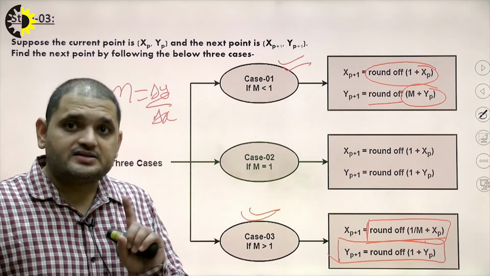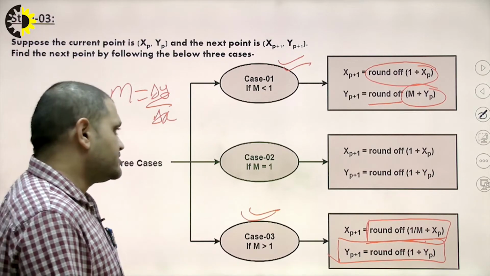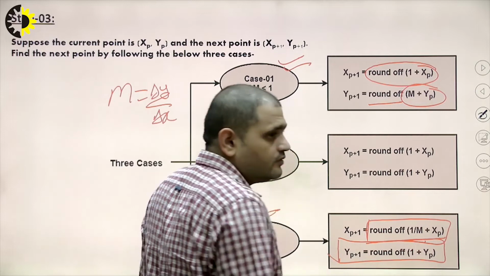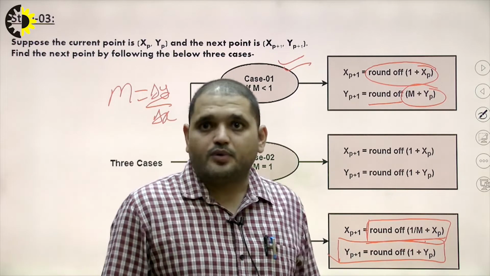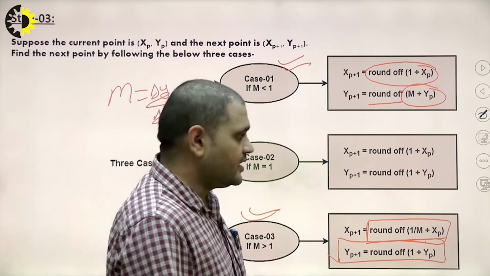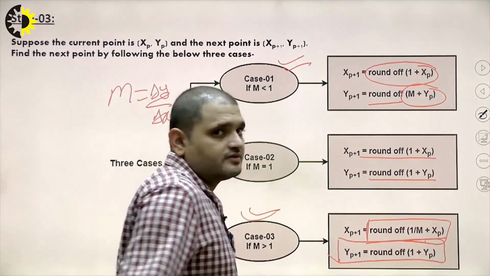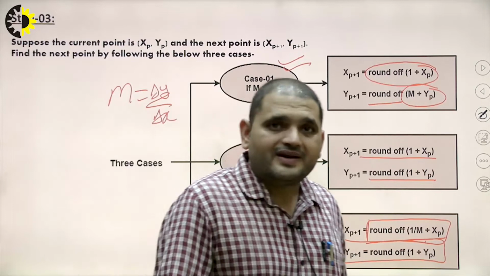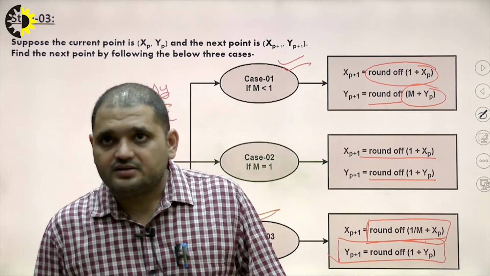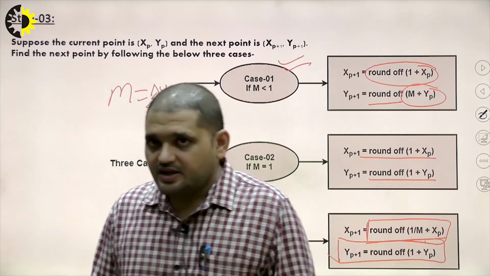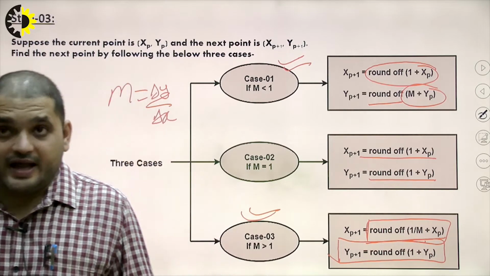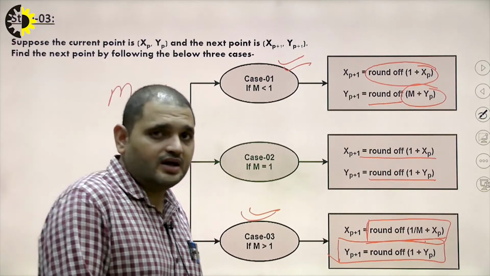And if m is equal to 1, then in both scenarios we will add 1 to both the points and round them off, that is, round off 1 plus xp, round off 1 plus yp. So I am repeating once again: for m less than 1, we will add 1 to xp and round off, and we will add the slope value m to yp and round off.